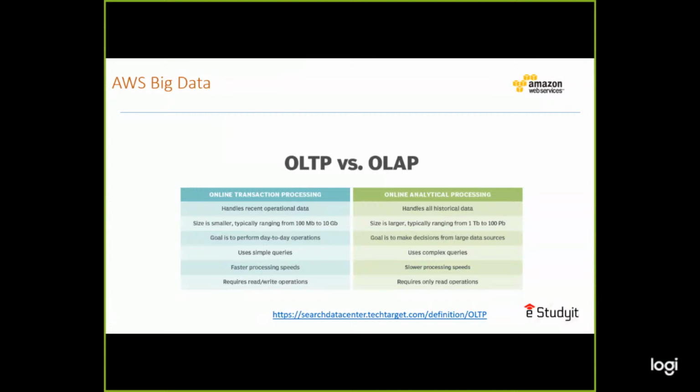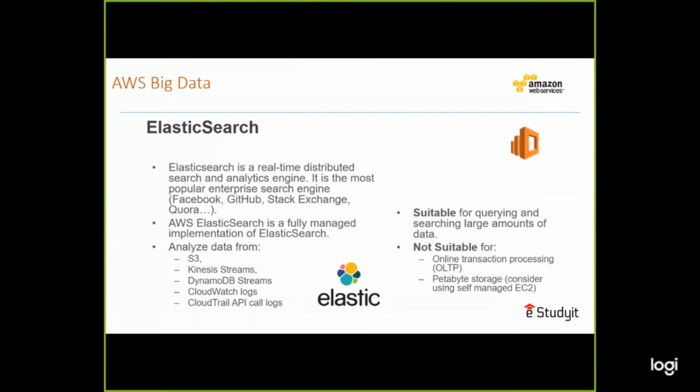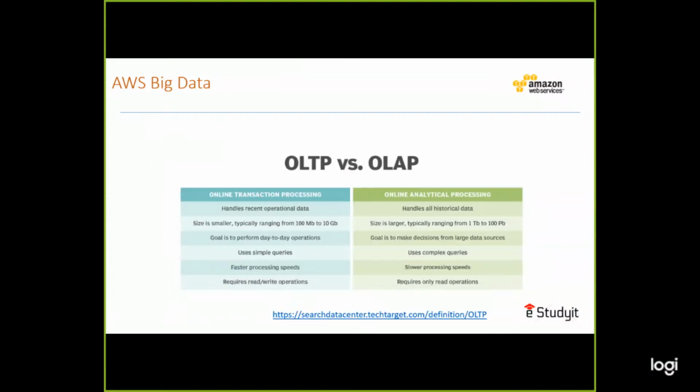OLTP, online transaction processing, is good if the size is smaller than typical storage size, which is from 100 megabytes to 10 gigabytes. If it's larger than that, please use OLAP. So having said that, whatever you decide, remember Elasticsearch will not be suitable for the right side of the screen, which is OLAP.